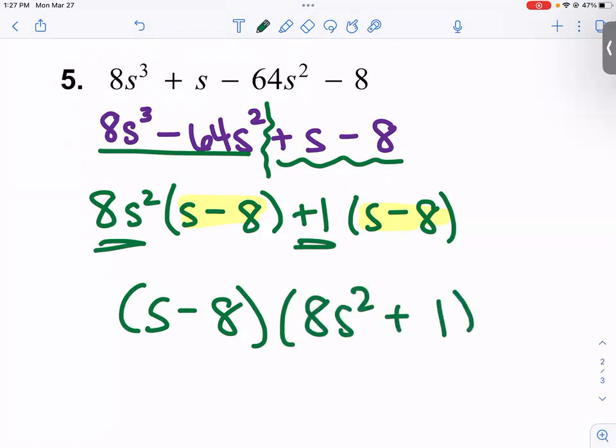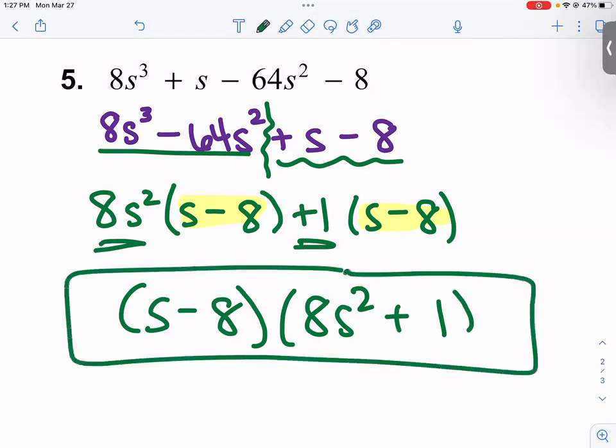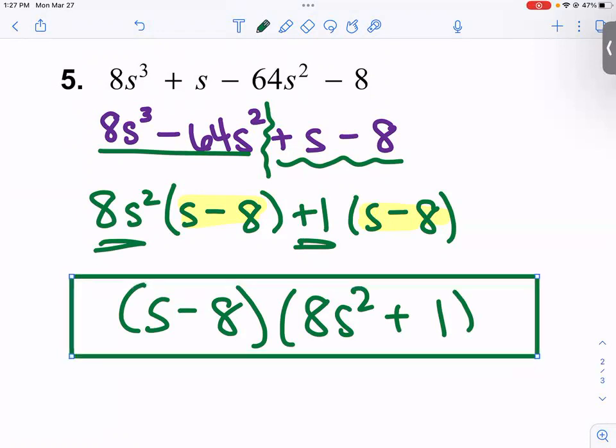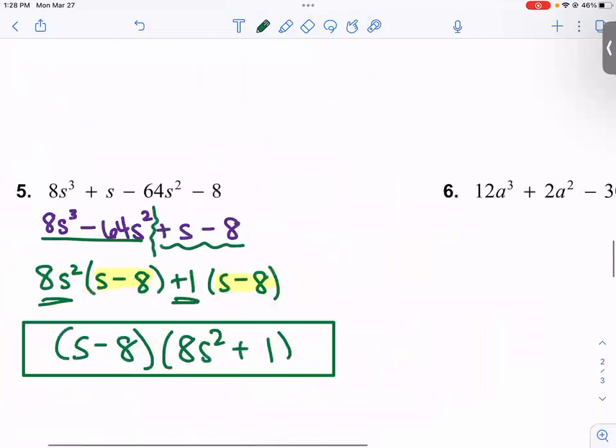What happens if they don't match? Then we can't do this. Will it ever happen? Not yet. I'm not gonna give you ones that can't be factored.